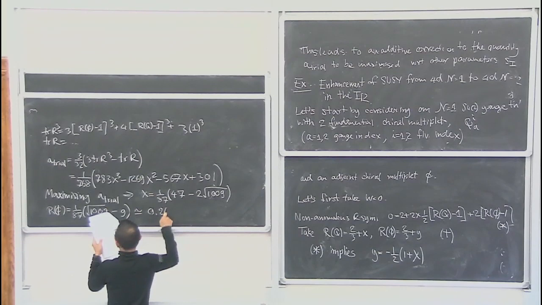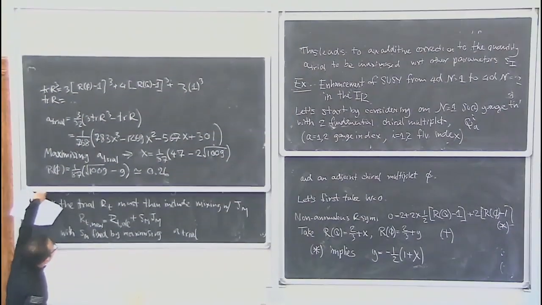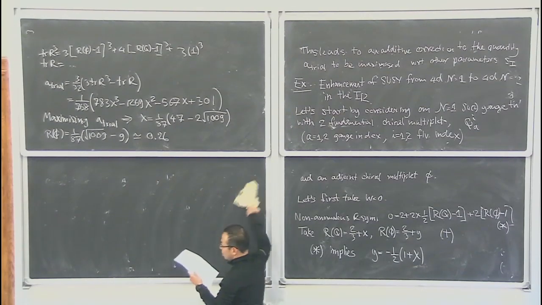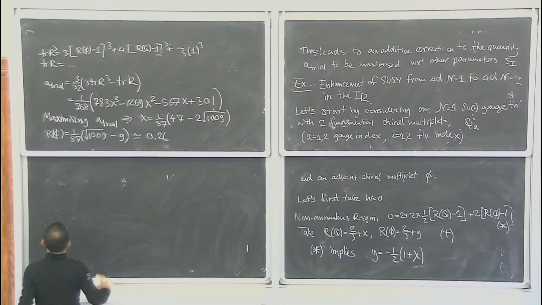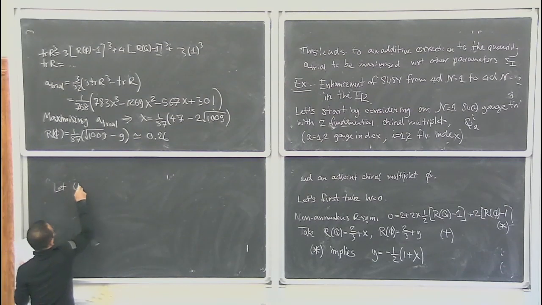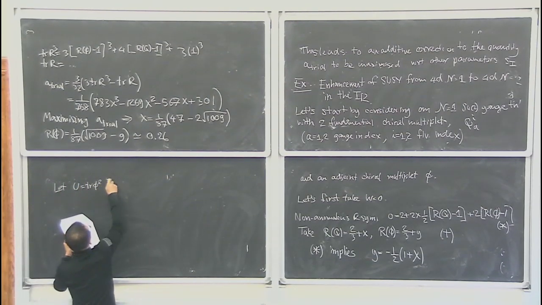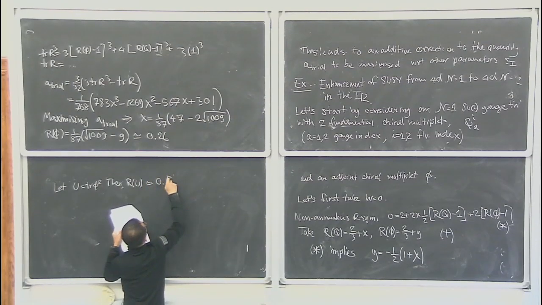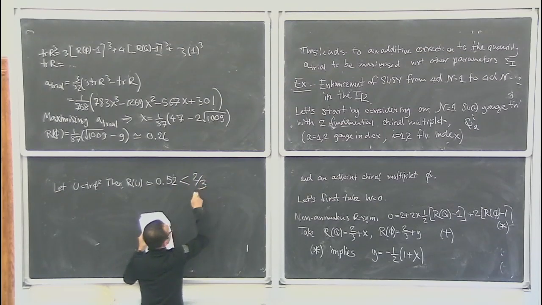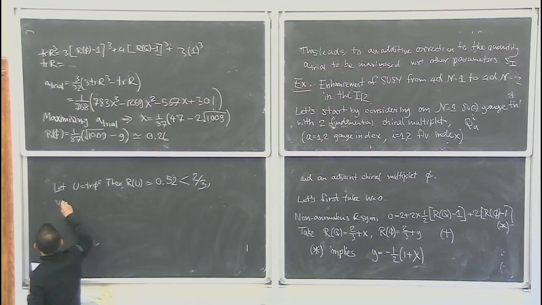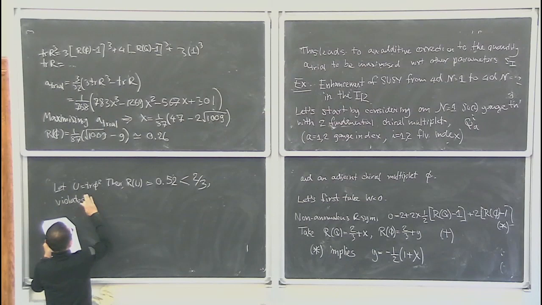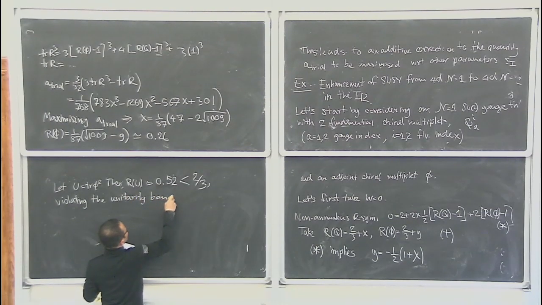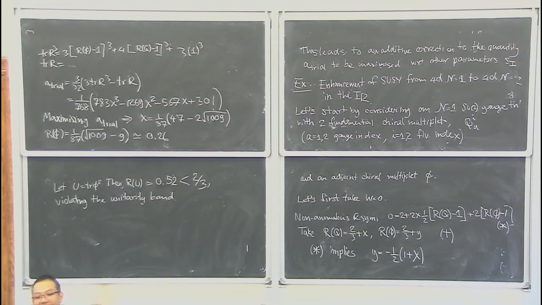This is 0.26. And then if you look at gauge invariants, one of the simplest things you can look at for this theory is trace phi squared. You agree this is gauge invariant? Phi is in the adjoint, so let u equal trace phi squared. Then R of u is approximately 0.52, which is less than 2/3. This violates the unitarity bound. So bad things happen in life. So these guys become free fields.